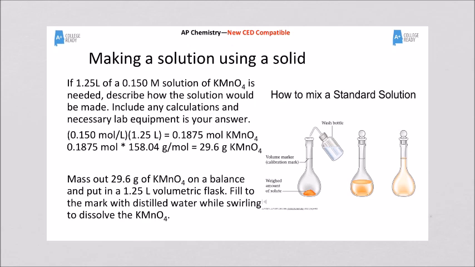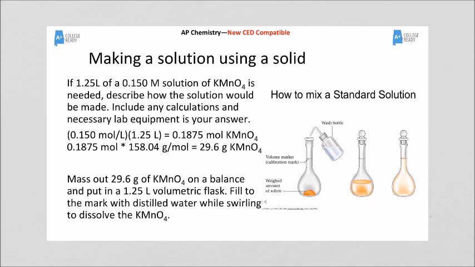Okay, now we're going to move on to the other way we can make solutions, and that's if we need to use a solid and dissolve it in water to make a solution. So first we talked about dilution, now using a solid. Reading through this information: if 1.25 liters of a 0.150 molar solution of potassium permanganate is needed, describe how the solution would be made, including any calculations and necessary lab equipment in your answer.